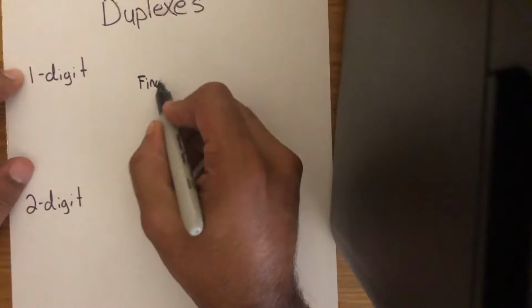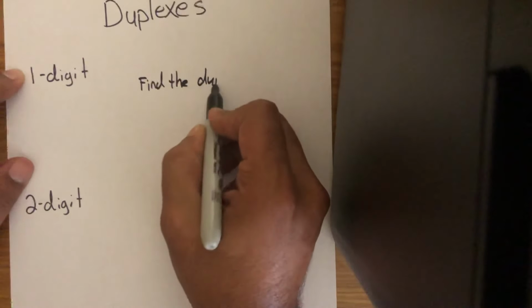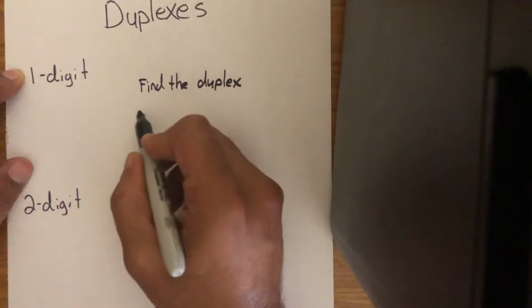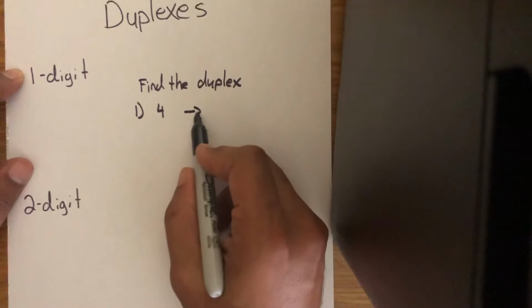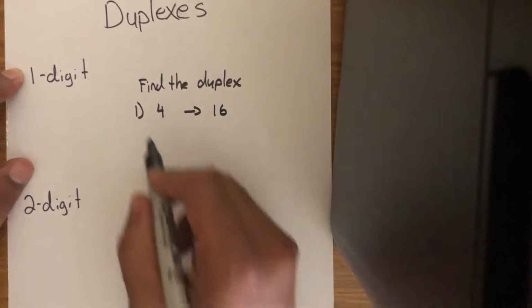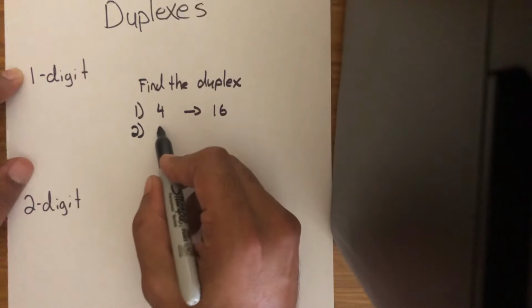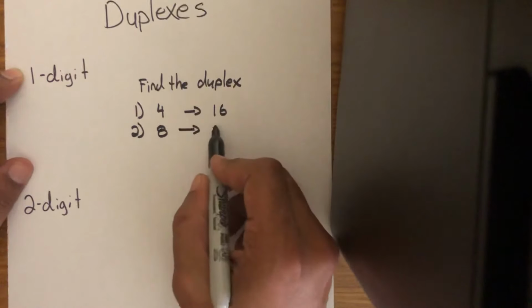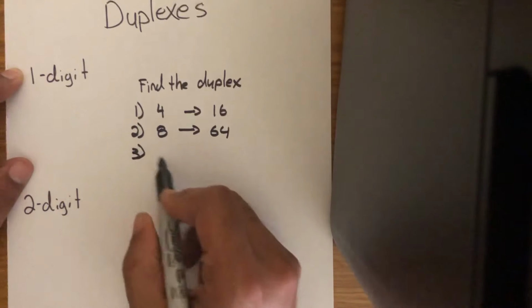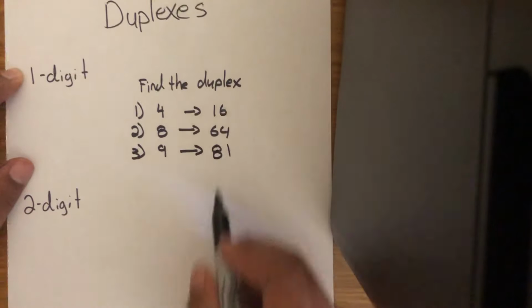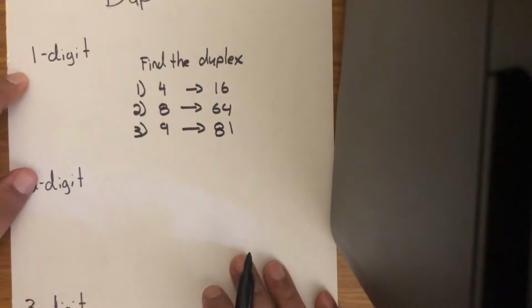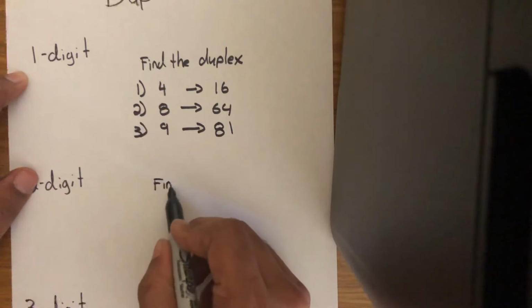So how do we find the duplex of a 1-digit number? So I'm going to say find the duplex. Okay, so what's the duplex of 4? You just square it, okay? So it's just a square of that number. It's just 16, okay? What's the duplex of 8? Again, you just square it, you get 64. Okay, so not a big deal. The duplex of a 1-digit number is just its square. Okay, easy enough, right? Now, we're also going to find the duplex for a 2-digit number here.